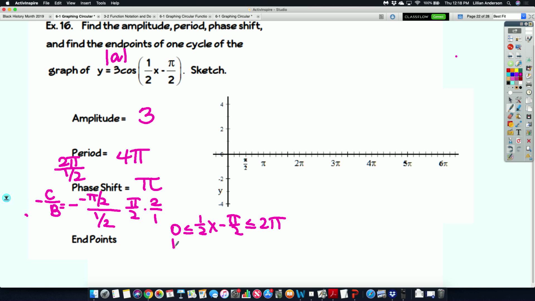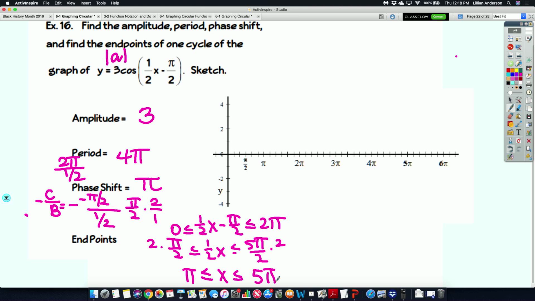Add pi over 2. So I have pi over 2 less than or equal to 1/2 x less than or equal to 5 pi over 2. Multiply everything by 2 to get rid of that 1/2. What is that? Pi. And so my graph's going to start at pi and end at 5 pi. Hence why it was so long.